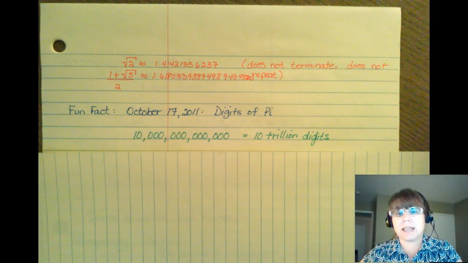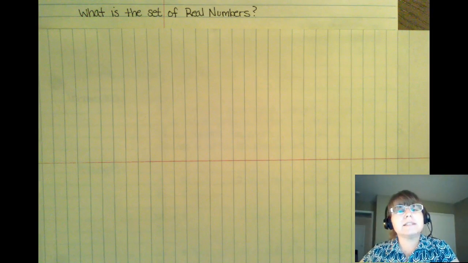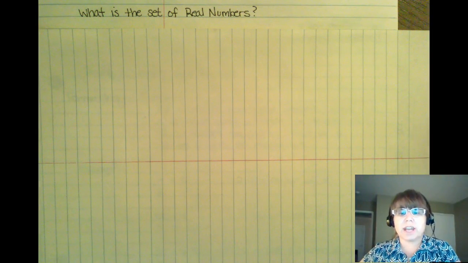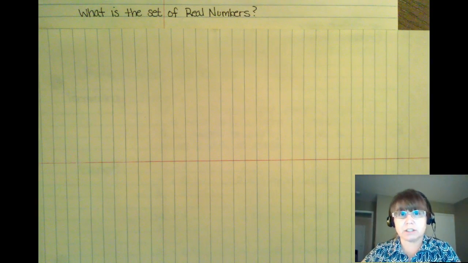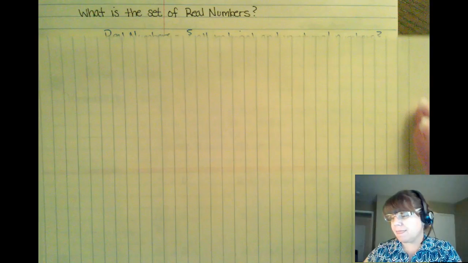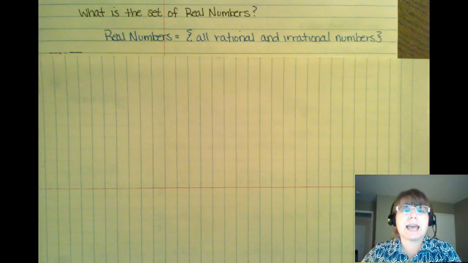It's quite amazing, actually. So what is the set of real numbers? We chatted about counting numbers, whole numbers, integers, rational numbers, irrational numbers, but we never really said what the set of real numbers is. Here it is, easy as all the rational and irrational numbers. That makes up the real numbers.